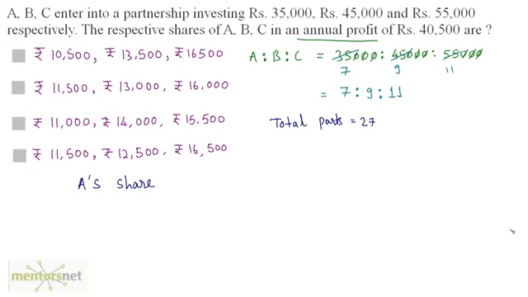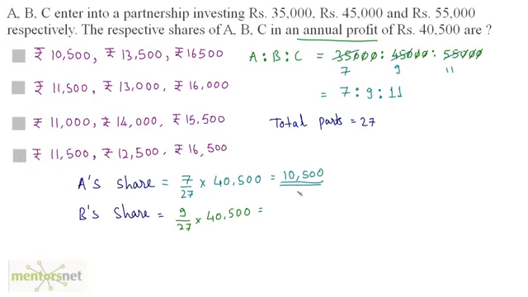So A's share is equal to 7 out of 27 parts of 40,500. So 7 by 27 times 40,500, and that is equal to, if you solve it, 10,500. So this is A's share. Now we can calculate B's share. It is equal to 9/27 of 40,500 and that is equal to 13,500.